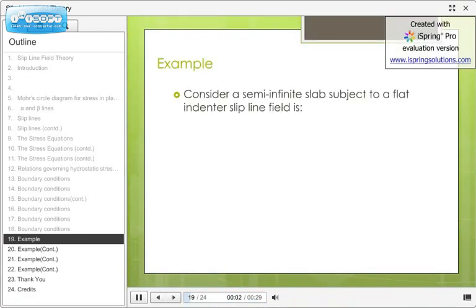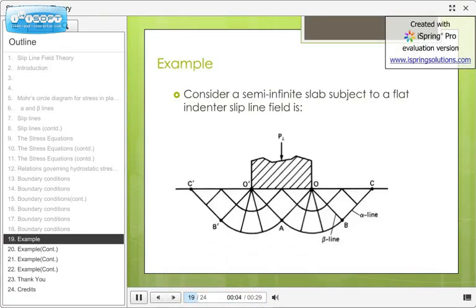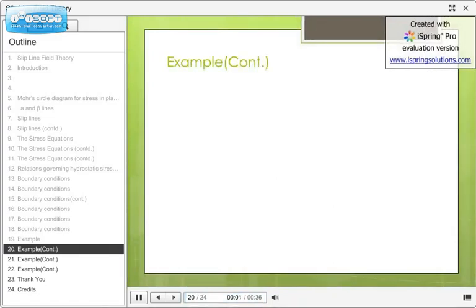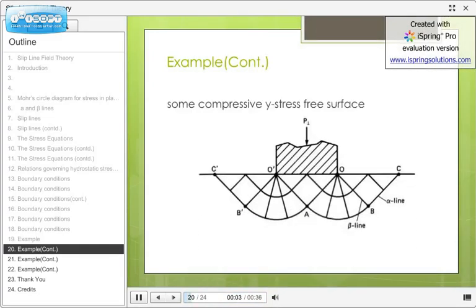Now let us take an example to use what we have learned so far. In the figure given below, we have a semi-infinite slab and a force P perpendicular that is applied through an indenter on O dash. We can propose a slip line field as given in this figure. Here, from the method described before, we can determine the alpha beta lines as shown in the figure. Here CB is the alpha line and OB is the beta line. Here the indenter is in between O dash.